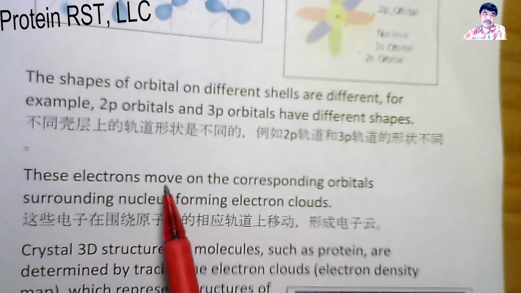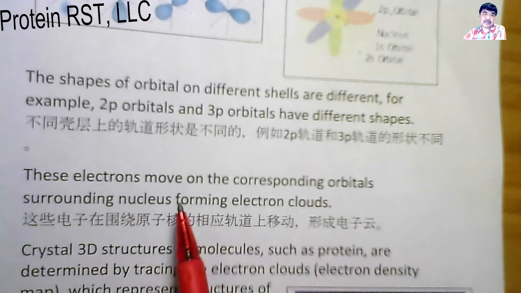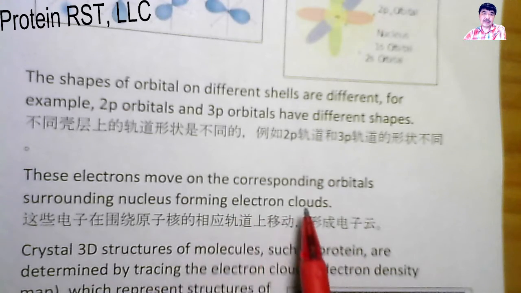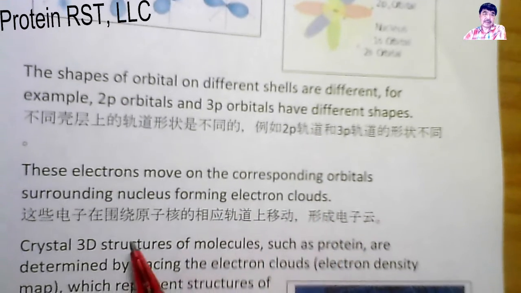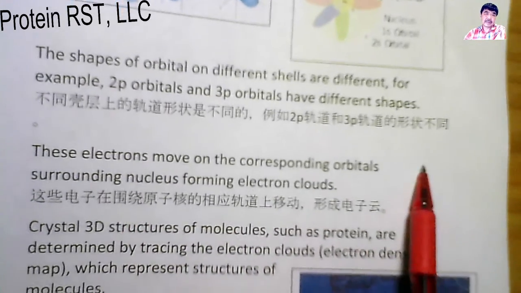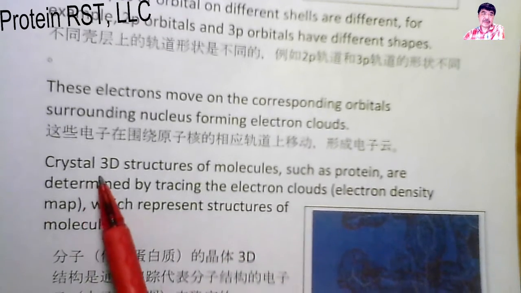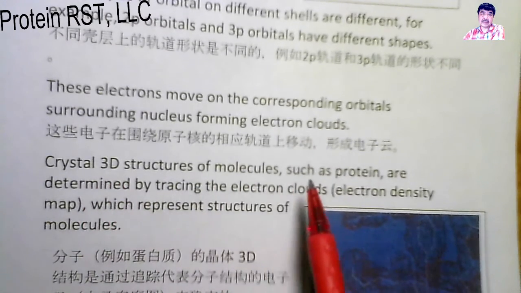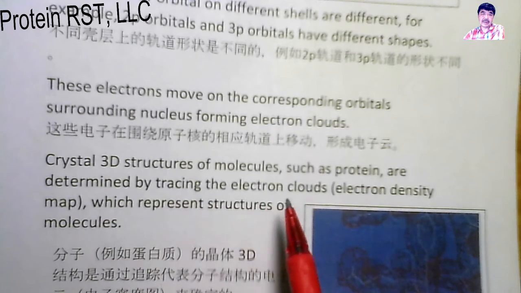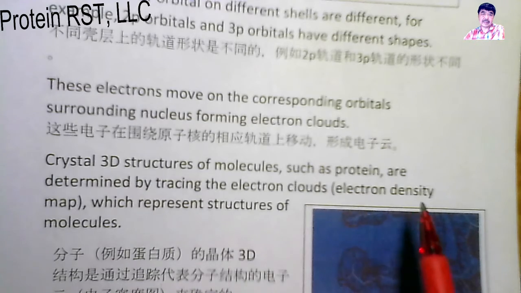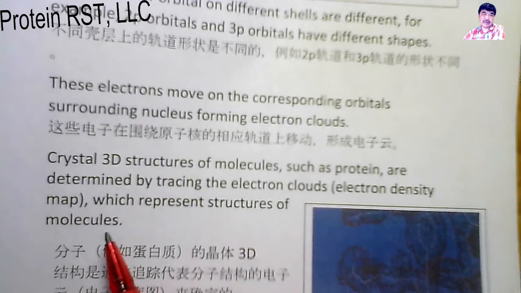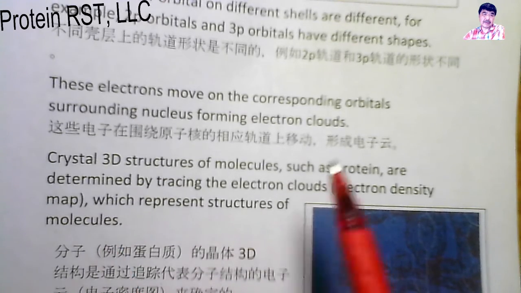Those electrons move on the corresponding orbitals surrounding the nucleus, forming an electron cloud. Electron cloud, this is a new concept. The crystal 3D structure of a molecule such as a protein is determined by tracing the electron clouds, also called the electron density map, which represents the structure of a molecule.